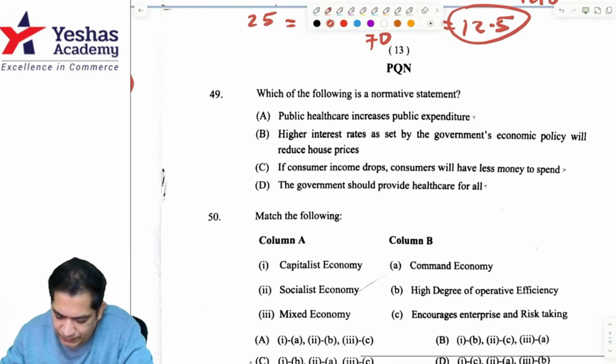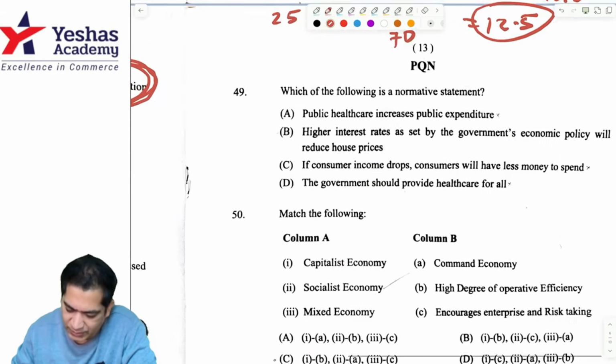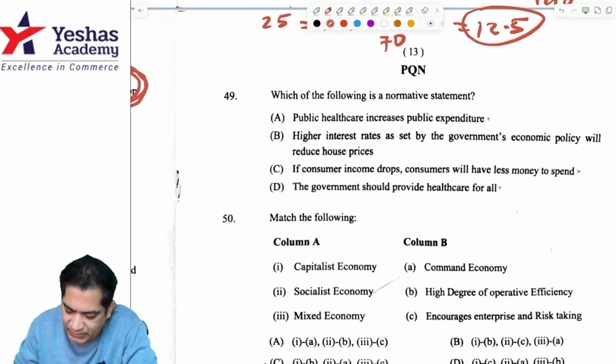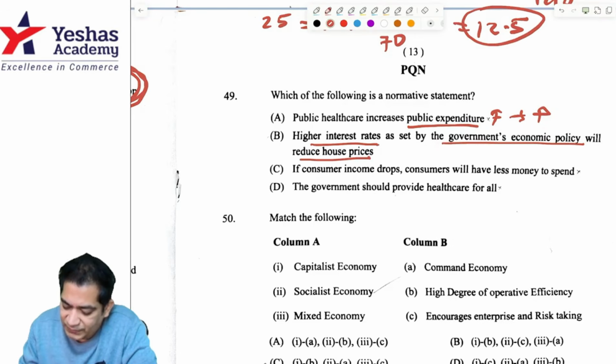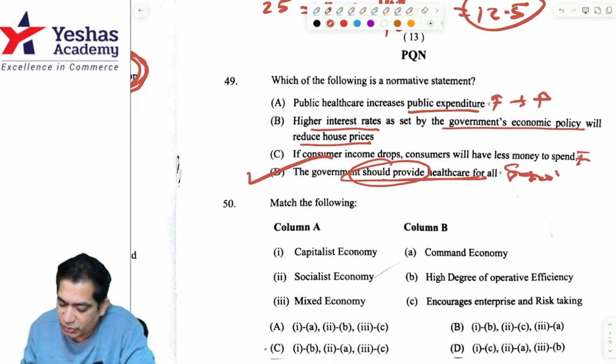Which of the following is a normative statement? Currency depreciation is given, demonetization, yeah, 1978 it happened. Which of the following is a normative statement? Public health care increases public expenditure. This is the fact. Everything fact, that is a pragmatic approach. Higher interest rates set by government's economic policy will reduce house prices. Again, you're talking about a fact here. If consumers' income drops, consumers will have less money. Again, a fact. Government should provide healthcare for all. Should provide, it means a suggestion comes. When there is a suggestion, it becomes normative.